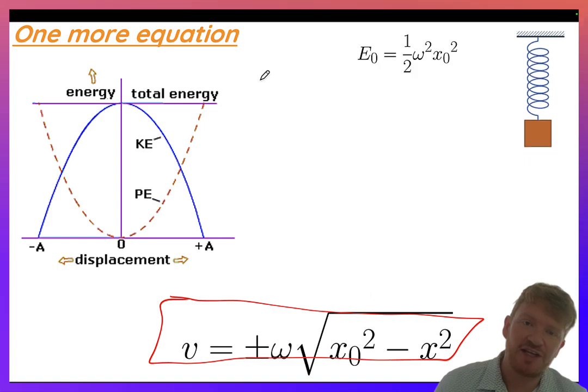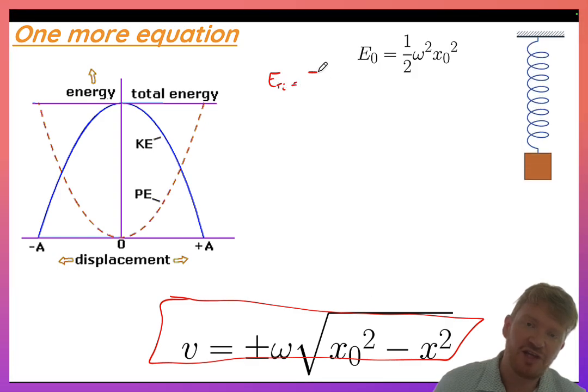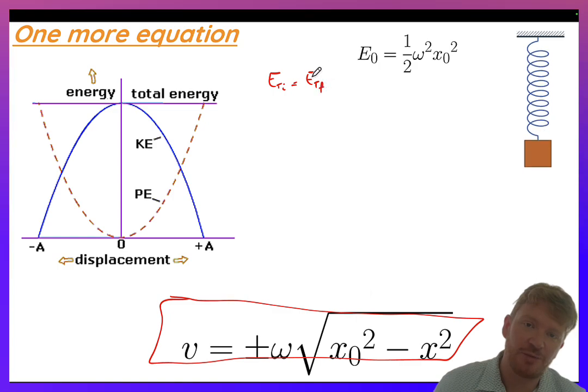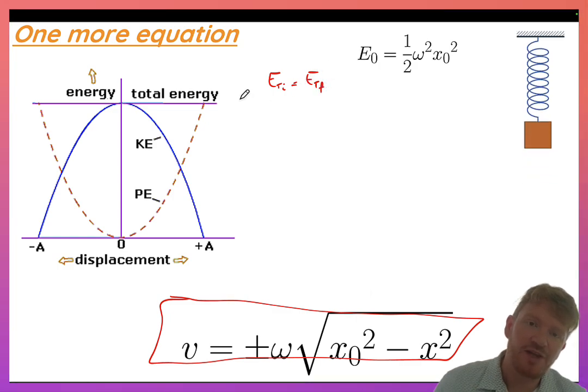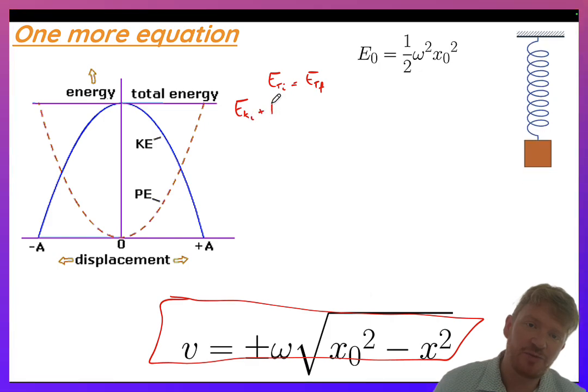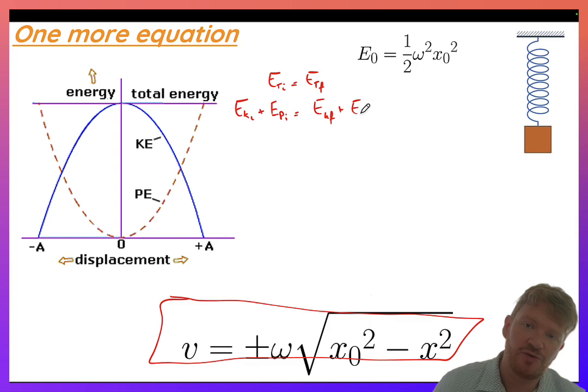Now, what we're going to say is, because I know that the total energy always stays the same, therefore I can say the total energy initially, so total energy at the start, is equal to the total energy at a final point, at any endpoint. Now, that is made up of kinetic energy plus potential energy at all points. So I can say the initial kinetic energy plus the initial potential energy is equal to the final kinetic energy plus the final potential energy.